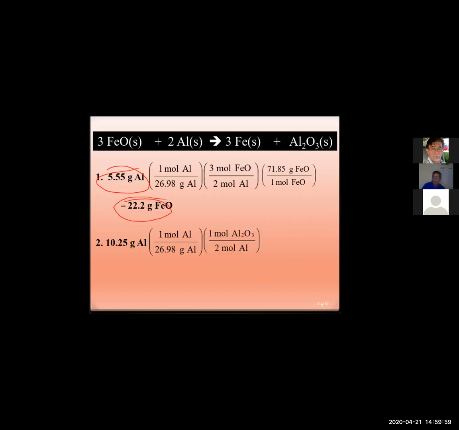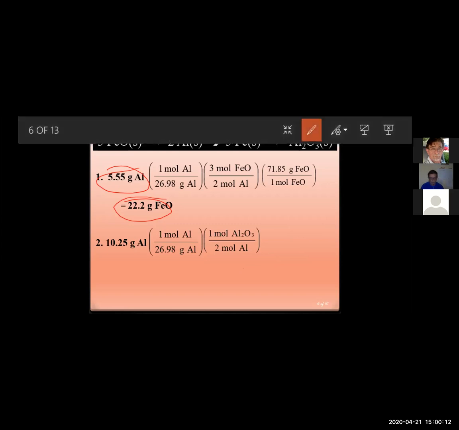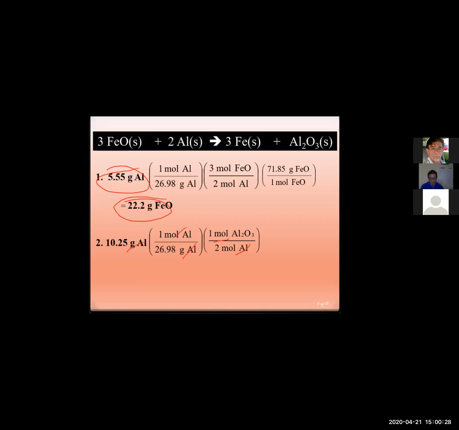Here, the second question asks you, how much aluminum oxide am I going to make if I start off with 10.25 grams of aluminum? So I need the stoichiometric relationship between aluminum oxide and aluminum. Notice that unit-wise, follow the units, they're canceling out properly, leaving me at this point with moles of aluminum oxide. Now I need to convert that to grams of aluminum oxide, so I need the molar mass of aluminum oxide, and that is 101.96 grams.